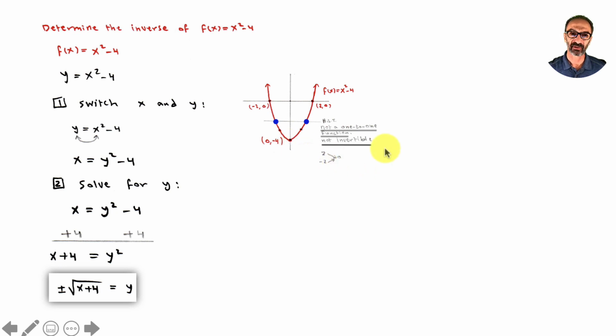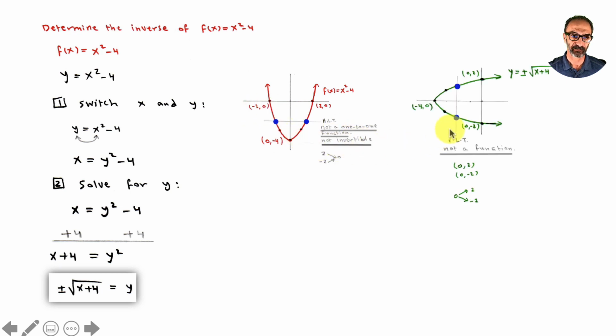Let's see what this will cause if you reflected about y equals x. So if you reflected about y equals x, this is what you end up with. This point will be reflected on the negative x-axis as negative 4, 0. Now this is what we have here, which is plus minus square root of x plus 4.